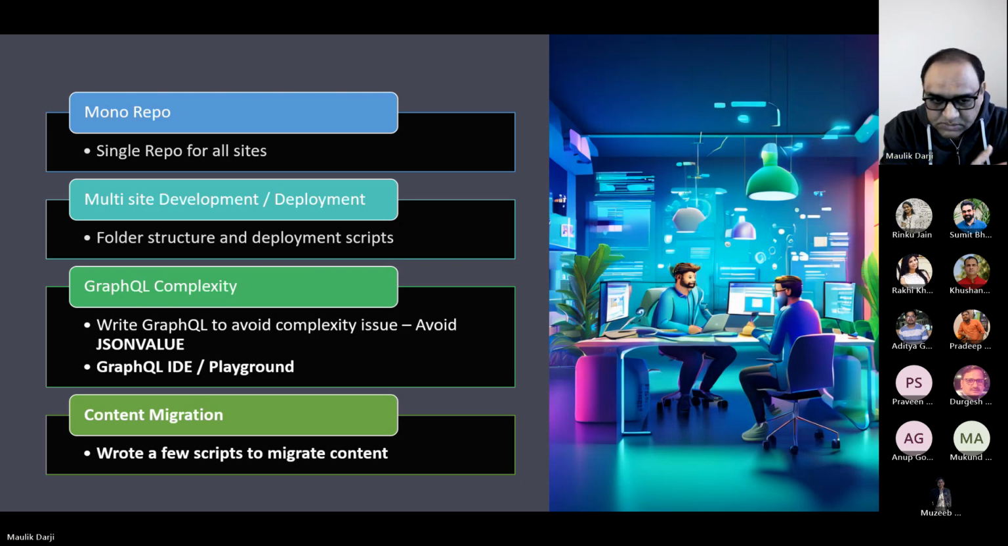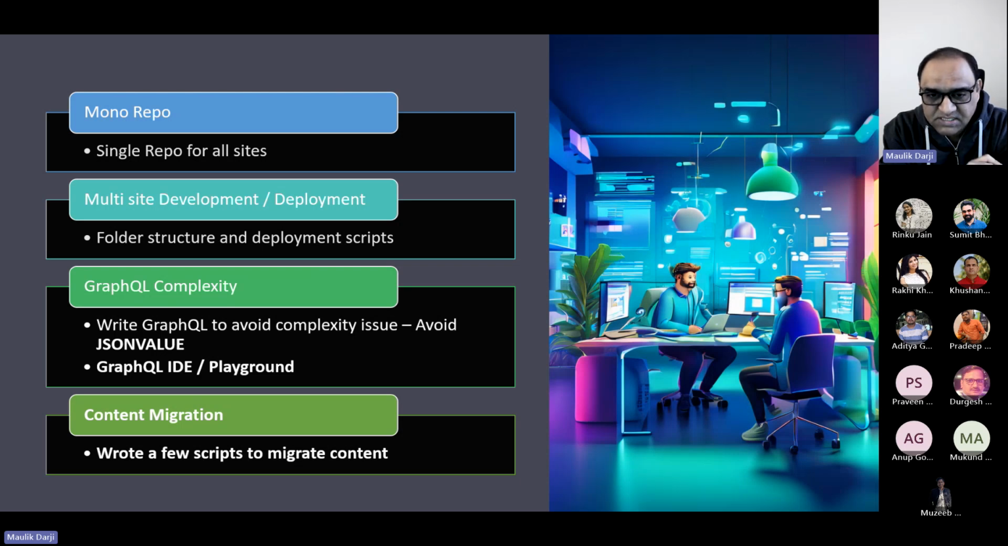Now, GraphQL is one of the most important things in XM Cloud because that will give you very good performance. But then there are challenges, and one thing I came across is the JSON value.